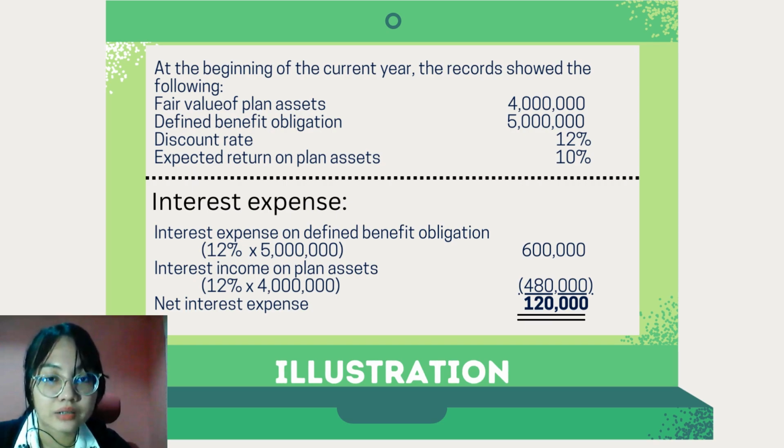So, 600,000 pesos, the interest expense on defined benefit obligation, then subtract the 480,000 pesos, the interest income on plan assets, we will get the net interest expense of 120,000 pesos.